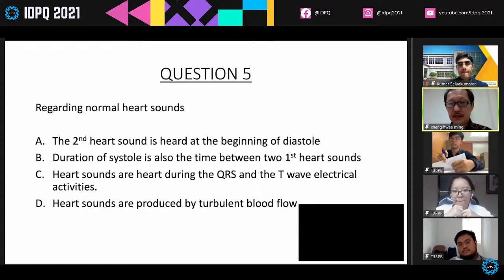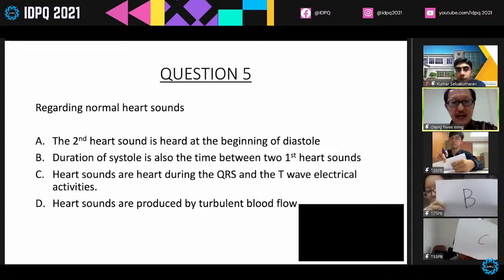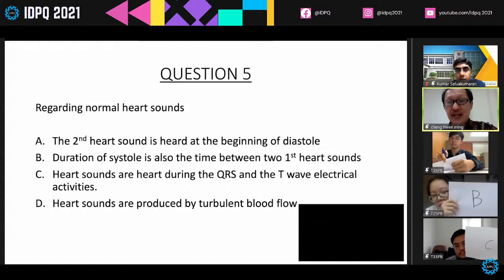Okay, time's up. Just for education, the systole is actually between the first and the second heart sound. So B is incorrect. Heart sounds are heard not during, but just after the electrical activity. The mechanical always comes after the electrical. So the correct answer is actually A. The second heart sound is heard at the beginning of diastole, and the first heart sound is heard at the beginning of systole. So team 36, A correct, team 25, B incorrect, team 33, C incorrect.